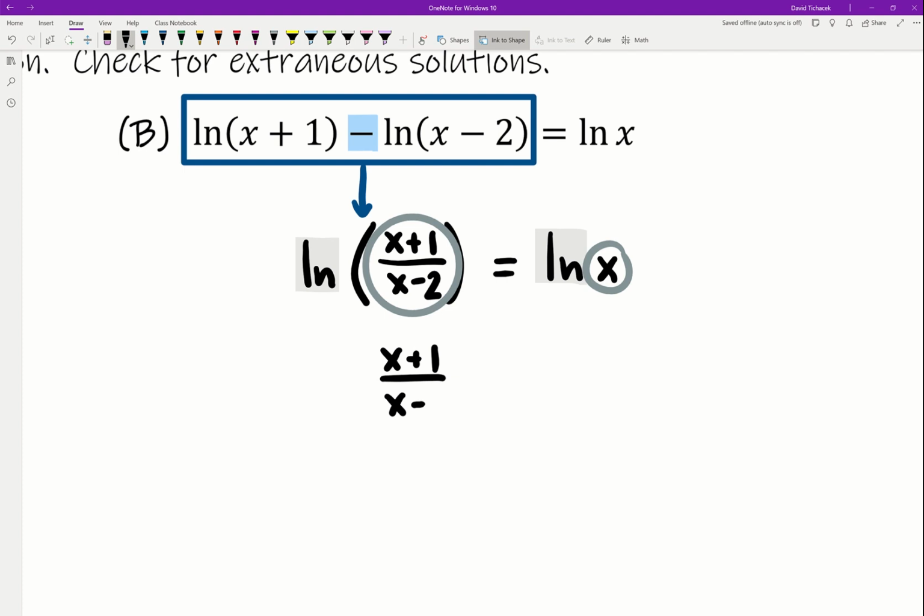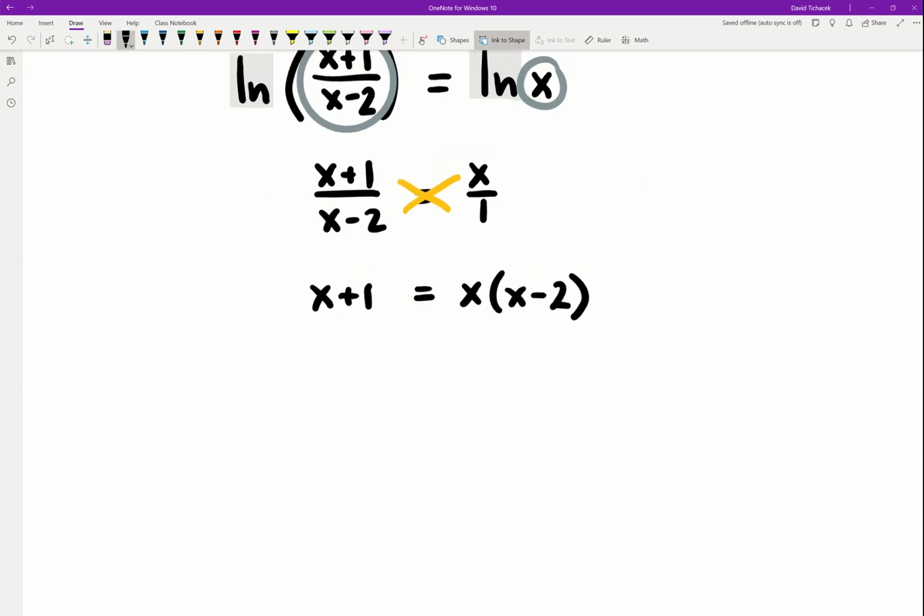And when I write down the one on the right, since that's simply just x, what I'm going to go ahead and do is write that over 1, because the next step of our work here in order to solve this proportion is to, of course, cross multiply. So if I do that, x plus 1 times 1, I'm just going to get x plus 1. If I do the other cross in the cross multiplication, that's going to be x times x minus 2. And then I could just go ahead and continue to solve this like a quadratic.